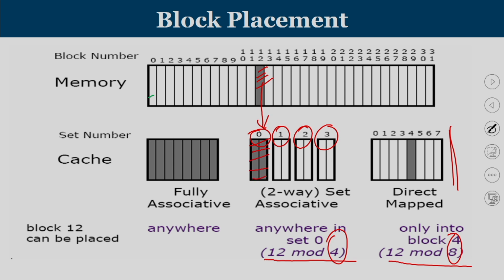Similarly, let us consider 21. So, 21 mod 4 is 1. So, the contents of block 21 can be kept anywhere inside set 1. Set 1 has 2 blocks. So, you can keep it either in the first block of set 1 or in the second block of set 1. This kind of mapping is known as set associative mapping, and this is known as two-way set associative because each set has 2 ways.